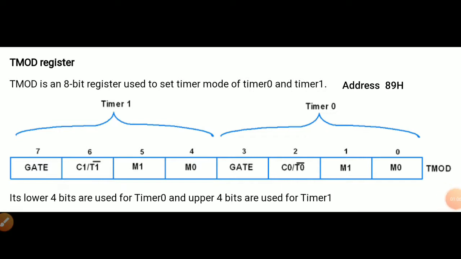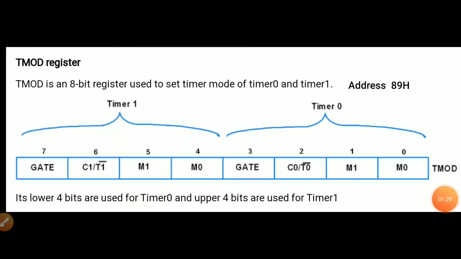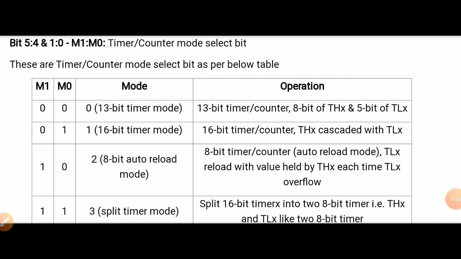Configuration and control of hardware timers is done by the bits of TMOD and TCON SFRs. The TMOD register: lower nibble is for timer 0 and higher nibble is for timer 1. The bits M0 and M1 are used to select one of the four modes of the timers. The bits and the modes of operation of the timers are entered in the table that you can view.